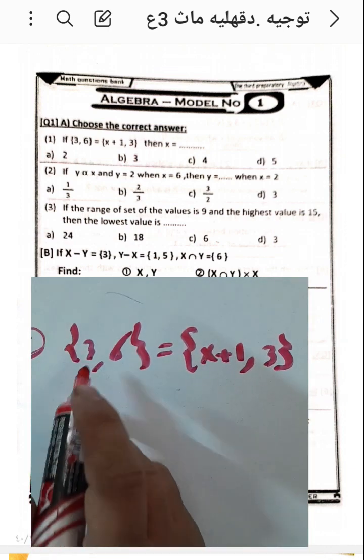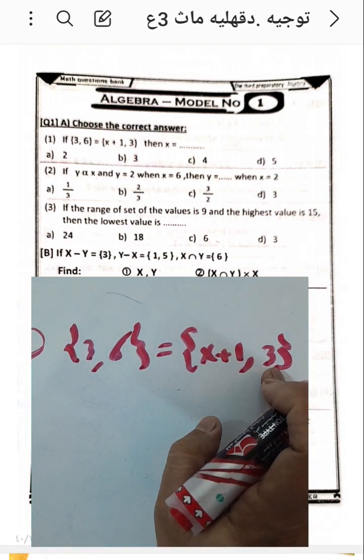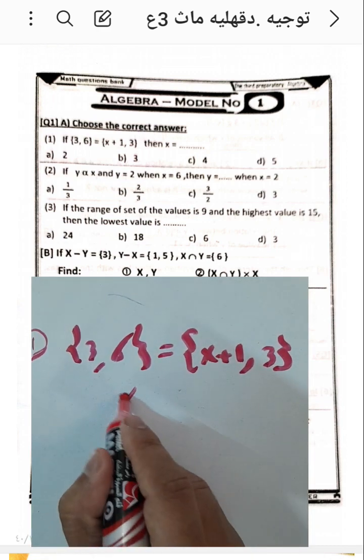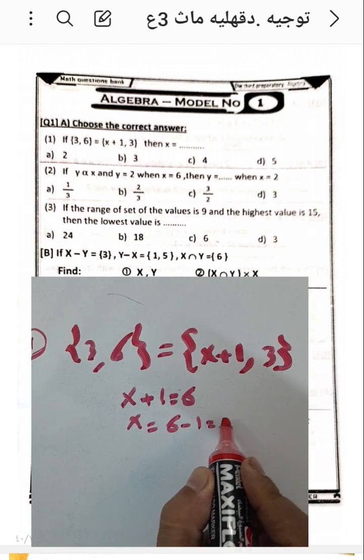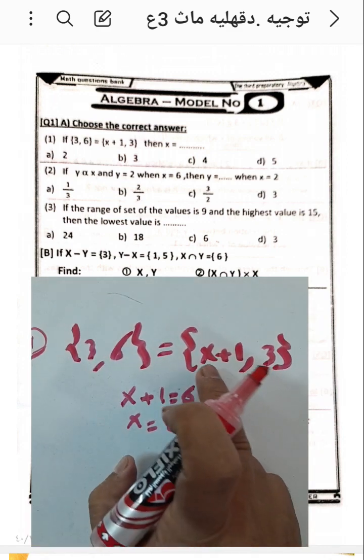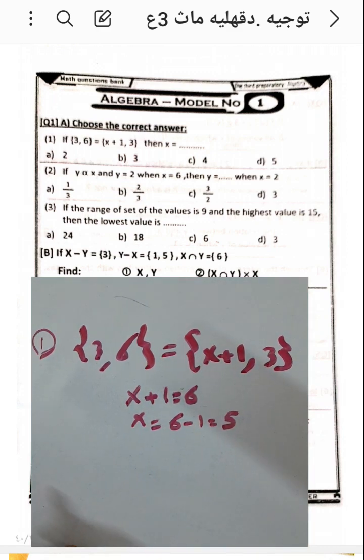Then 3 here equals 3, and x plus 1 will be equal to 6. Then x will be 6 minus 1. It will be 5. x here is 5. 5 plus 1 equals 6.